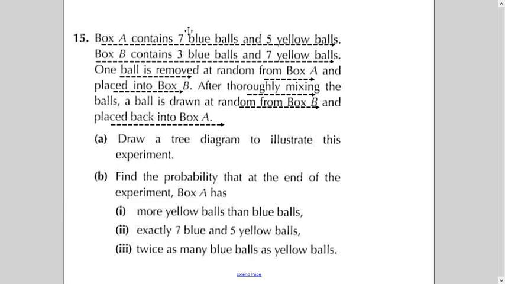So it is question number 15, and it is talking about drawing and placing the ball into another box. So there are two boxes, A and B. Rather than reading the whole question, I'll explain with the help of a diagram. The whole procedure is that from box A, you are taking a ball, putting it in box B, thoroughly mixing it, and then putting it back in box A. And then all the questions are about balls in box A, right? So this is the whole idea of the question.